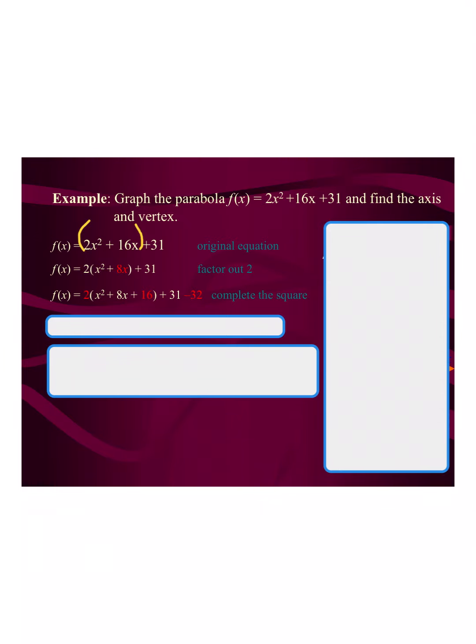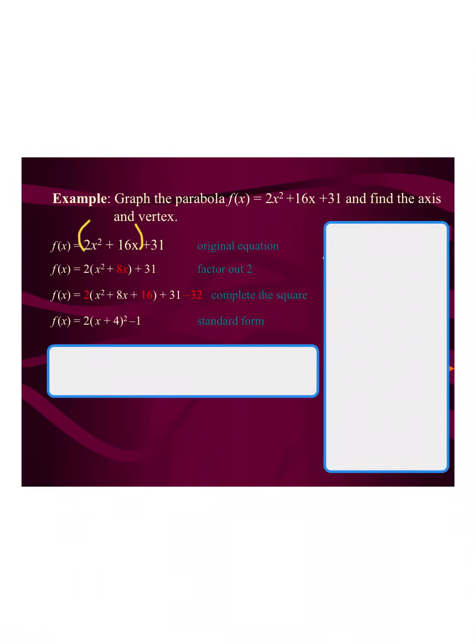All right, I can simplify the outside portion, and I can go ahead and factor this inside portion. So once I have factored that, you can see that we have x plus 4. And this value, again, is half of your middle term. Since my middle term was 8, half of 8 is 4. So I get that 4 there. And then 32 minus 31 is going to be negative 1.